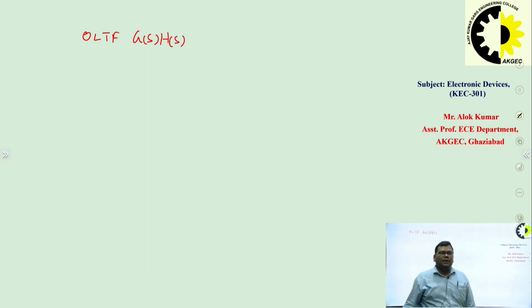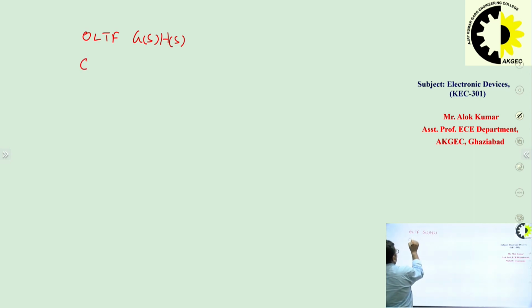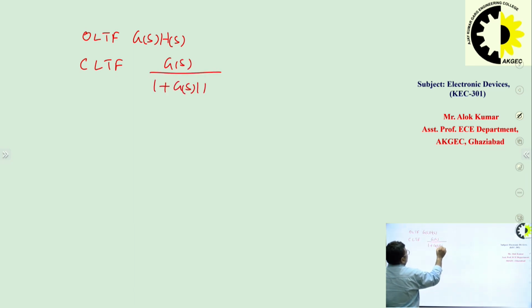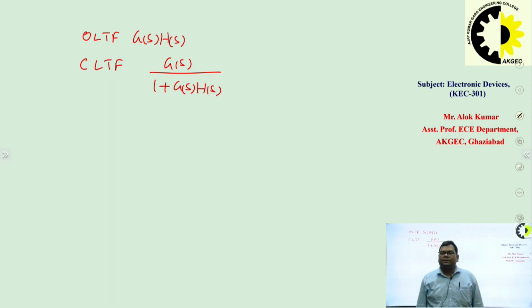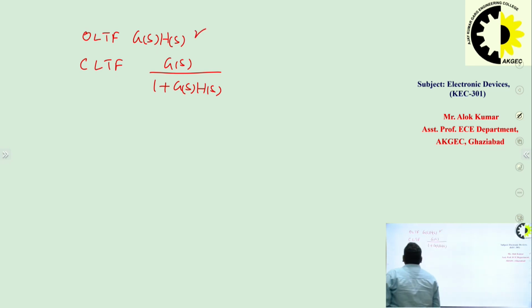What is the open loop transfer function? The open loop transfer function is G(s)H(s). G(s) is the forward path gain and H(s) is the feedback. And for your information, the closed loop transfer function is G(s) upon 1 plus G(s)H(s). This one is for negative feedback, so this is the generalized expression of the closed loop transfer function. But to draw the polar plot we need the open loop transfer function. So first of all, always check whether the open loop transfer function is given or not.